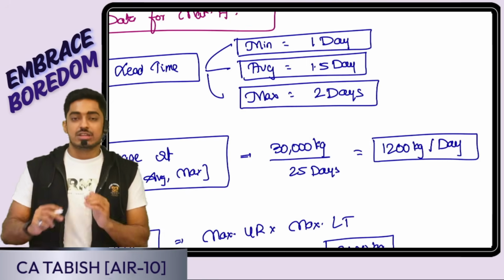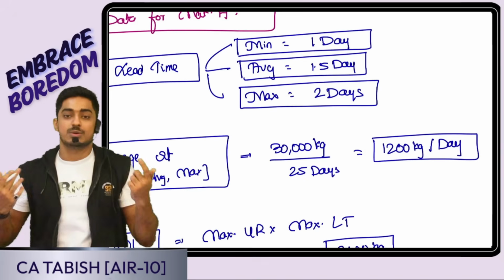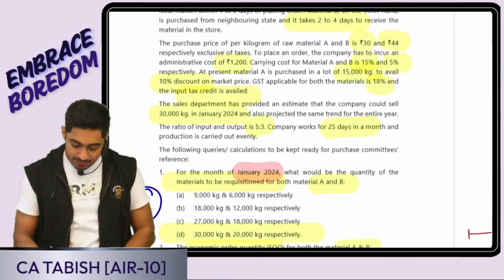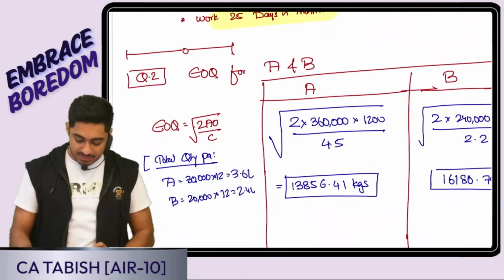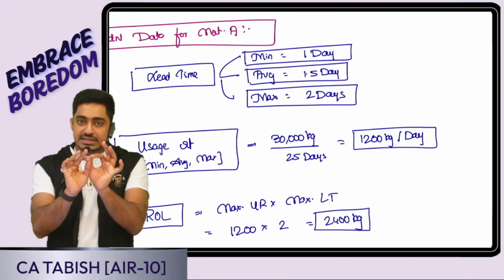That means in a day how many kg we want on an average? 1200 kg. Did the question tell us how much extra I am using for maximum, how much less for minimum? No. And again the question is telling me that production is happening evenly throughout the year. That means every day I am using the same quantity. So my usage rate daily is 1200 kg per day. Till here, is it fine?